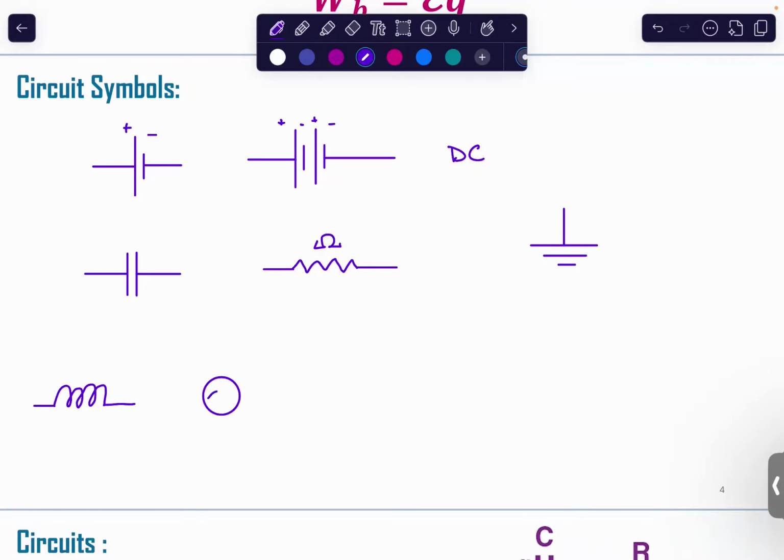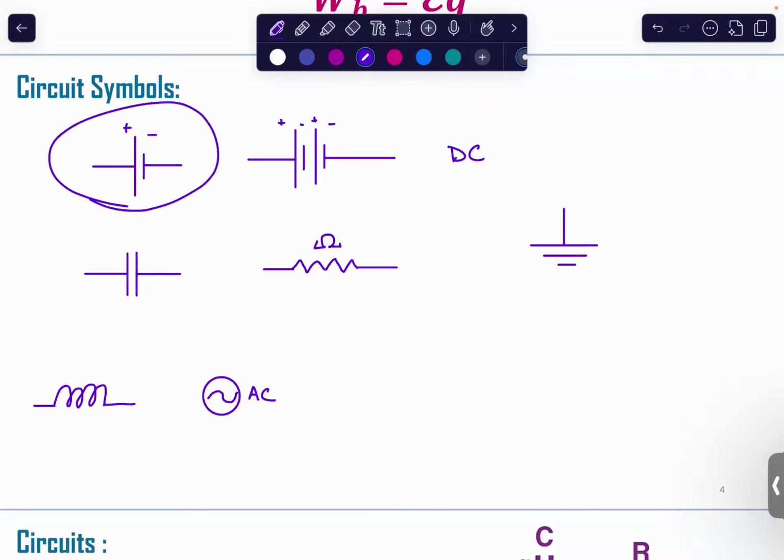Piper, you've tried this one twice. No, no. It's the same thing as a battery. This is your AC symbol. So just like your battery up there was DC, this is AC. It's just your standard battery.